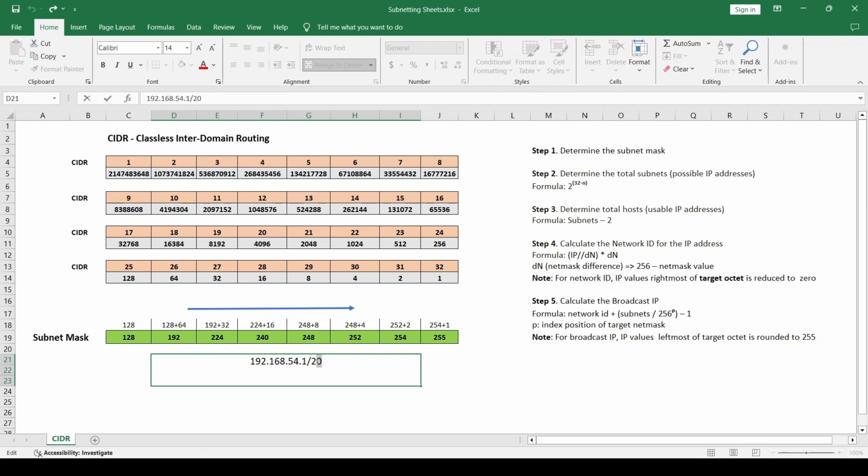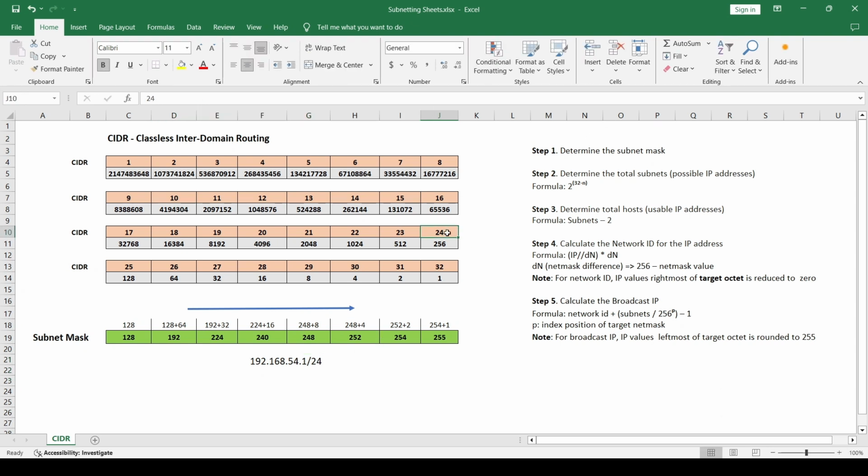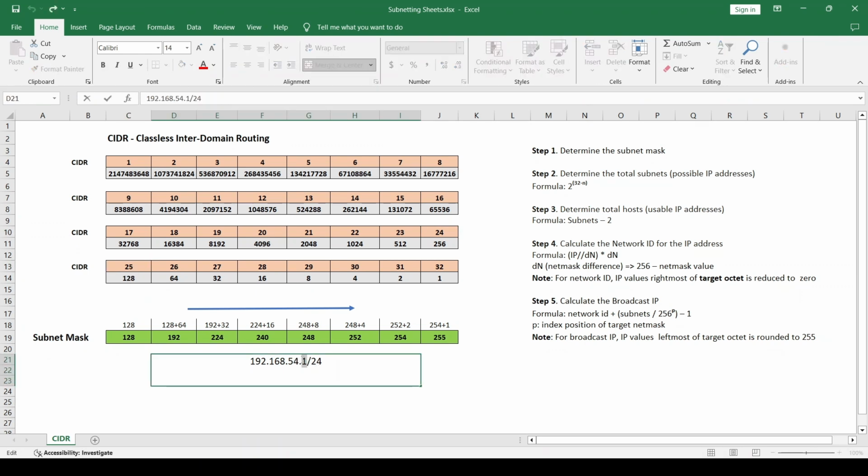Similarly, if we have, let's say, 24 here, we know we've used up 24 bits. So the host addresses will begin from the 25th bit, which means our target octet will be the next octet, which is going to be 1 here.